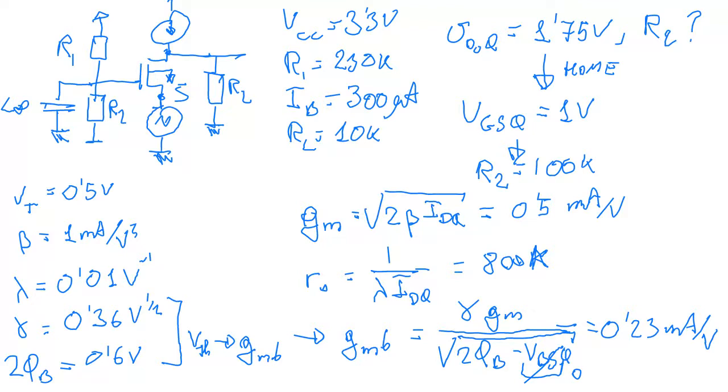Okay. Now let's go for the small signal analysis. So for the small signal analysis, we first replace all the sources by sources with 0 value, plus all the capacitors by short circuits, and so on. Okay, so what we get is something like that.